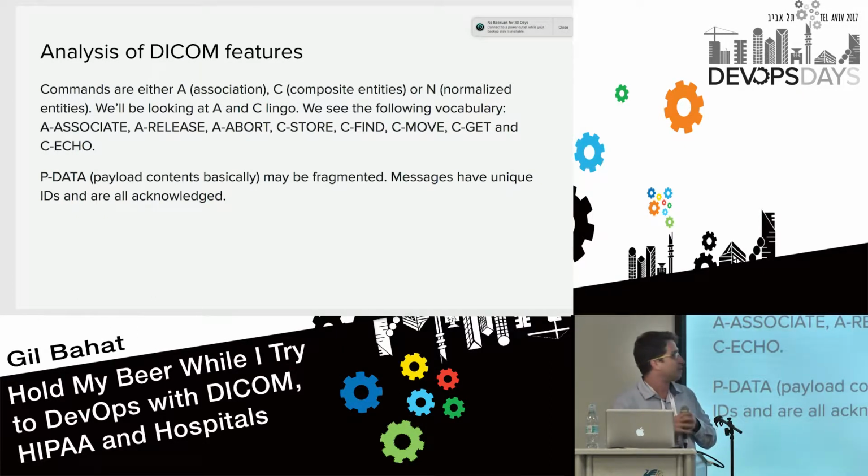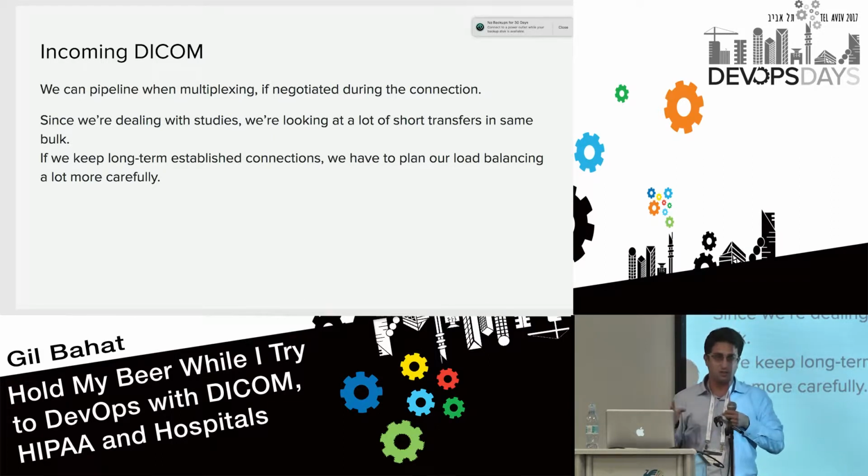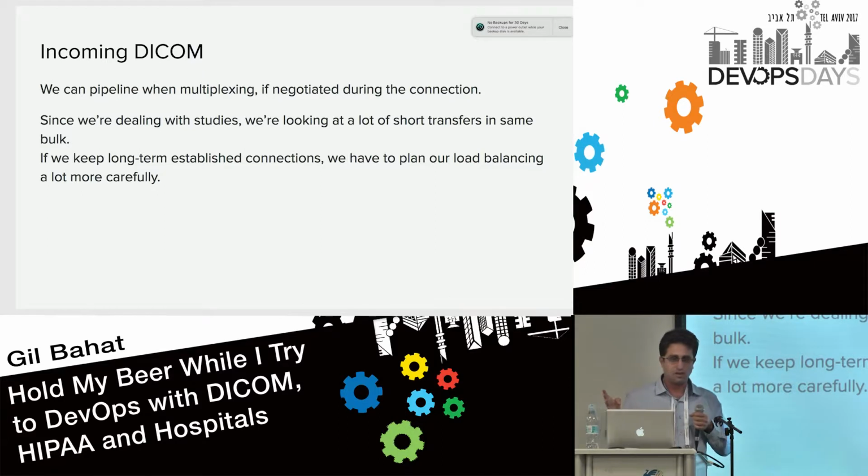It doesn't look so efficient, but being asynchronous, it might still be good. We can pipeline when multiplexing, if negotiated during the connection. And since we're dealing with something called studies, that is, series of images, you don't just send a single CT image, you usually send a series of them. They don't come as single images, for the most part.